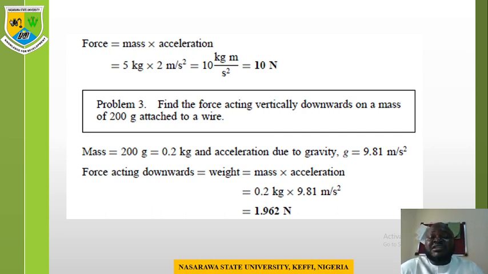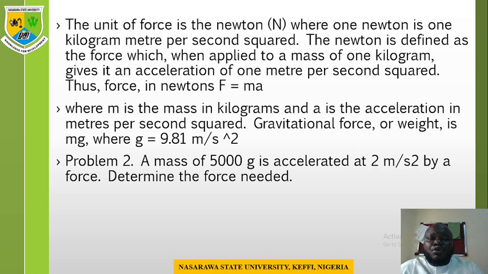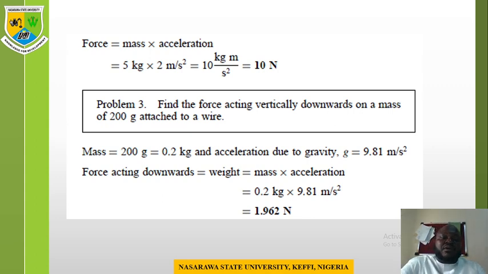Therefore, mass acting downward, which is another name for gravitational force, is called weight, right? Weight is equal to mass times acceleration, and you have 0.2 by our conversion, multiplied by 9.81, that gives us 1.962 Newton. Are we together?